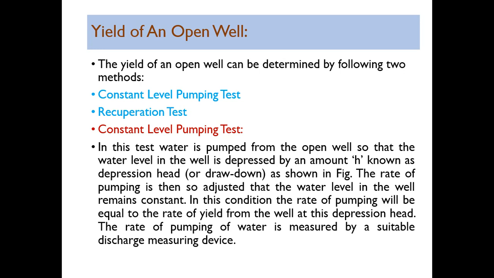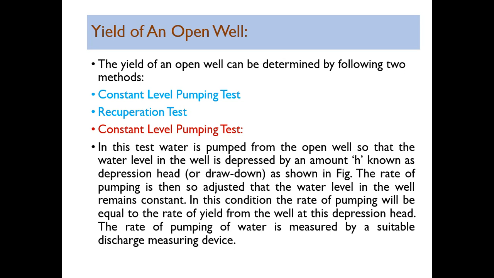In this condition, the rate of pumping will be equal to the rate of yield from the well at this depression head. The pump has to be arranged in such a way that the outgoing water equals the incoming water, and then it will be the yield from the well for that depression head. The rate of pumping is measured by a suitable discharge measuring device.